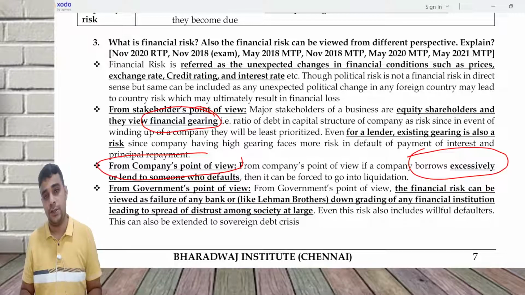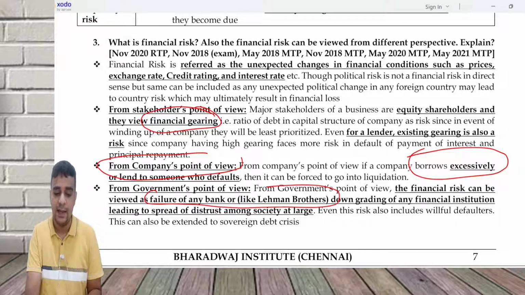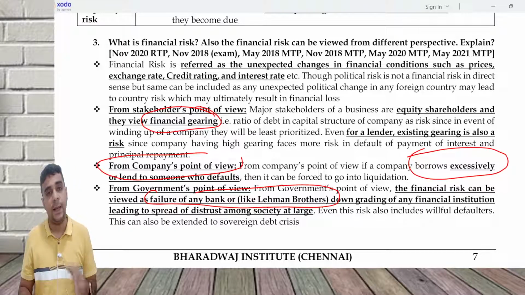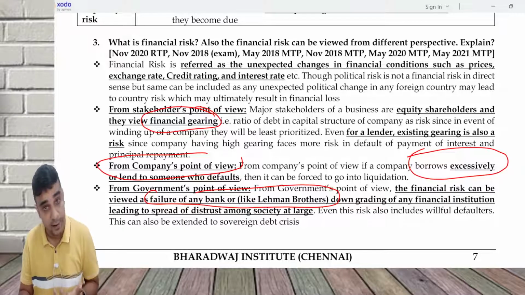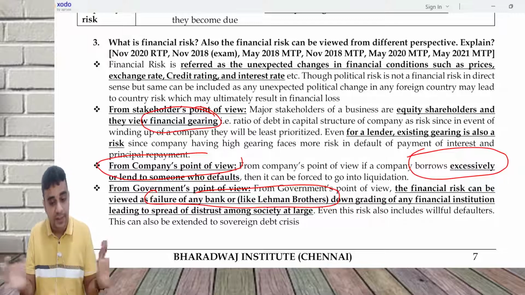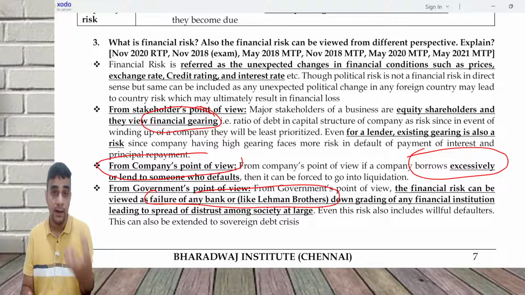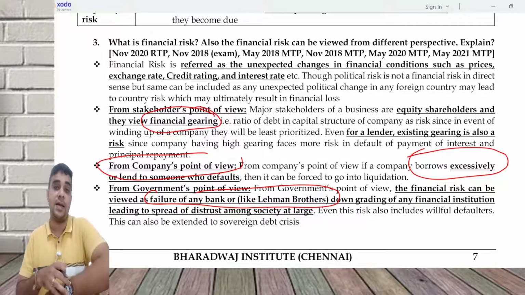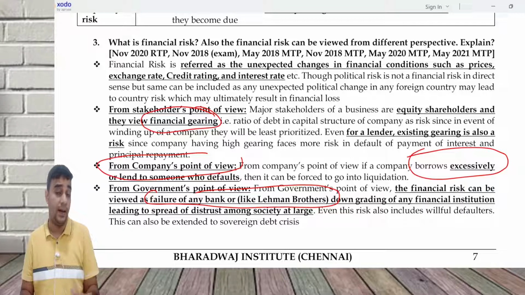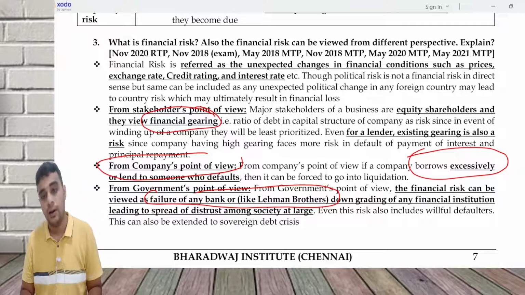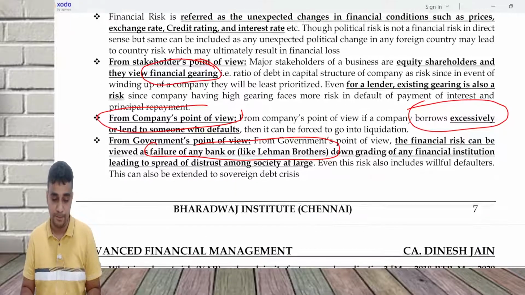And from a government point of view, we have seen these events happening in the US. When a big bank fails, like Lehman Brothers, it can lead to distress. For example, in India, if ICICI Bank or State Bank of India fails, the entire financial system of India will collapse. The Indian government cannot afford the failure of banks like SBI or ICICI, or their being wound up. So this applies to the failure of any bank or the downgrading of any financial institution.